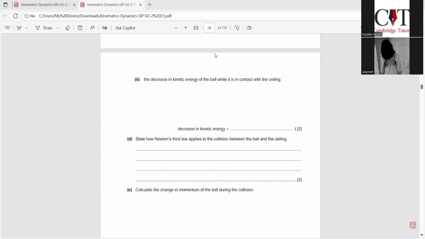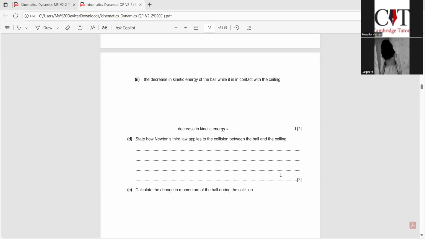See, the force acting on the ball is equal and opposite to the force acting on the ceiling. Here there are no two balls. Here are a ball and a ceiling, so you have to replace object B by a ceiling. So you will write: the force acting on the ball is equal and opposite to the force acting on the ceiling. It's a typo error.